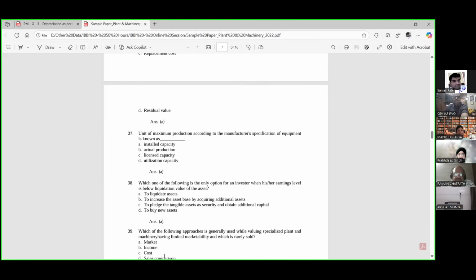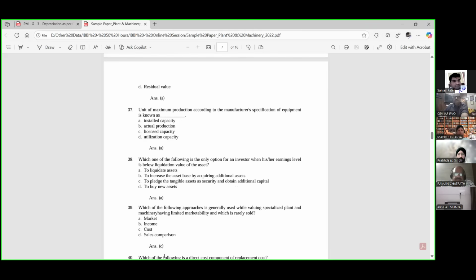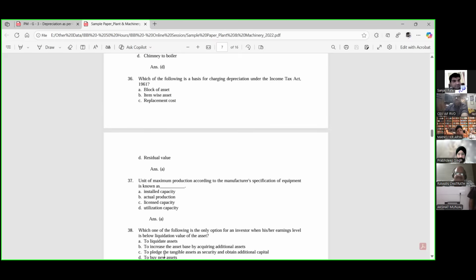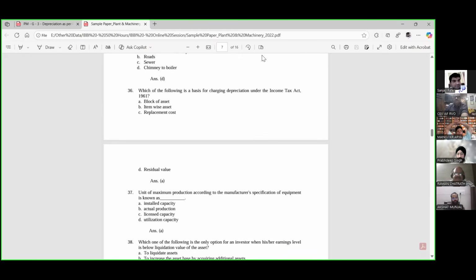Which of the following is a specialized plant and machinery? ओके. बाकी के दूसरे चैप्टर्स हैं, बट ये चैप्टर के इतने थे.